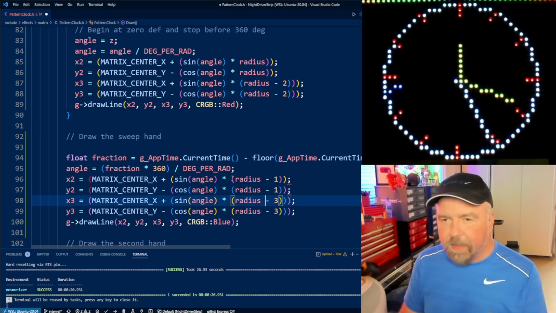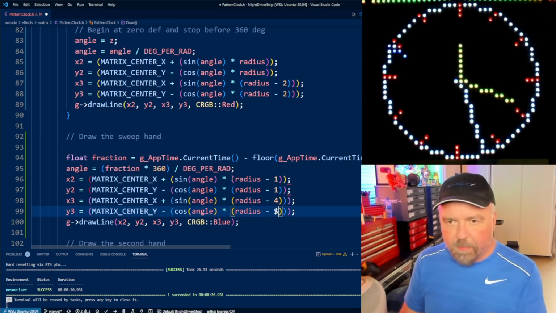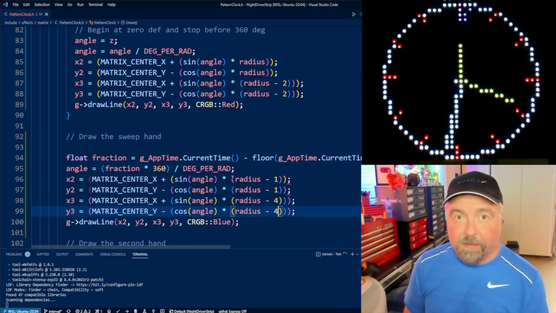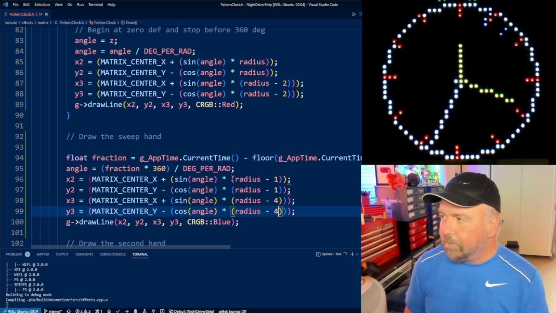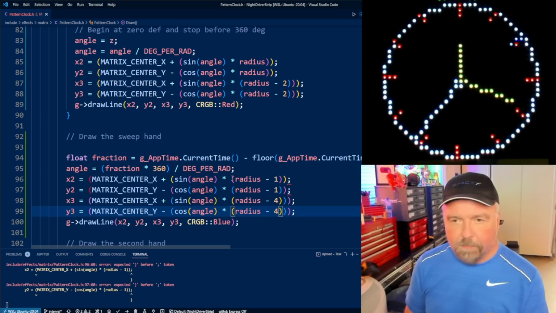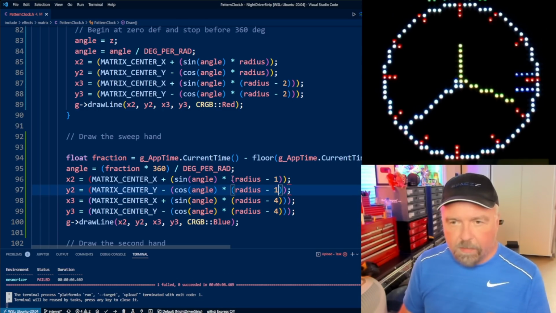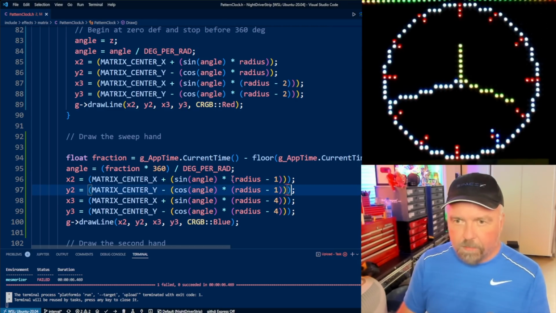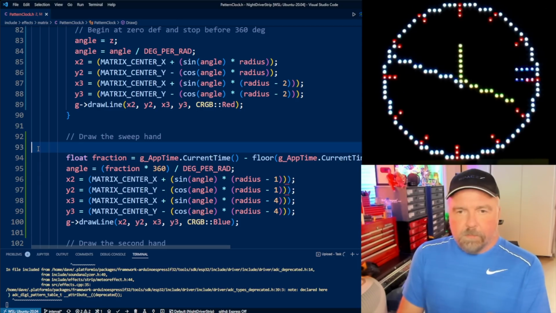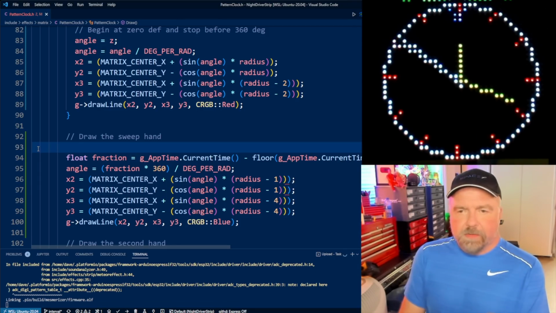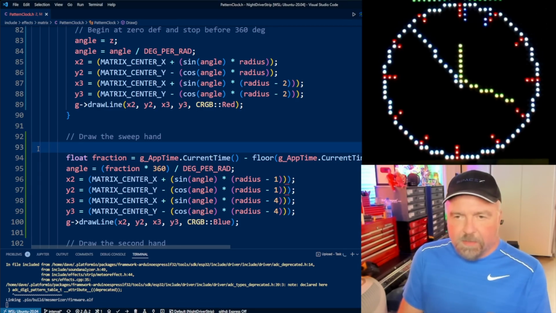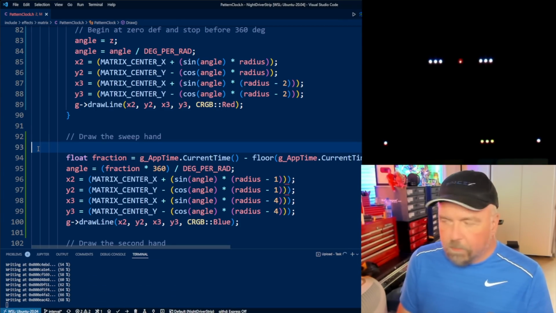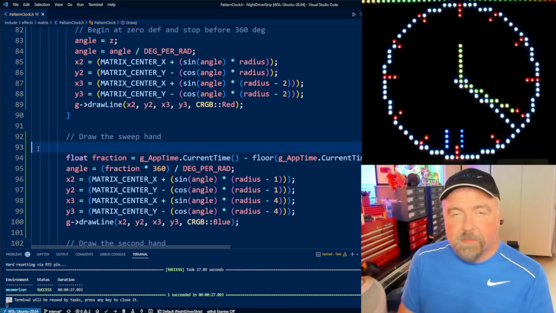And should I come back? I'll come back one more. We'll come in one. Let's try this. Should look a little better. What? What did I do here? Forgot my parentheses. Plus minus, sine cos, radius -1, radius -1, radius -4. There you go. Looks kind of cool.